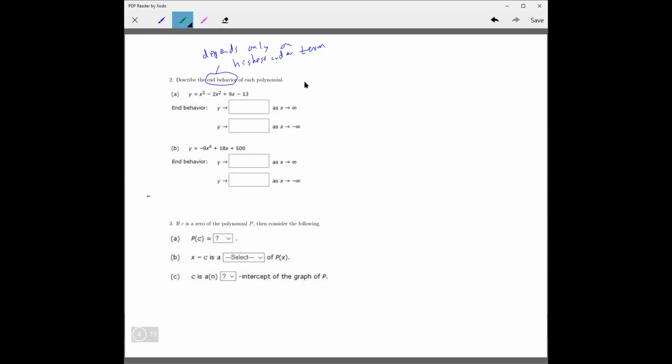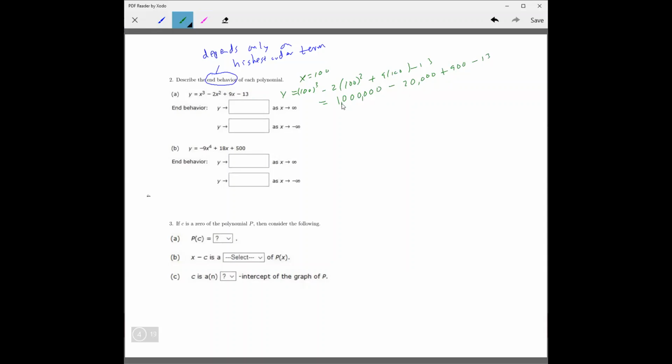Let's say that x is a really big number. Let's say x is 100. Then you're going to have 100 cubed minus 2 times 100 squared plus 9 times 100 minus 13. Okay, so 100 cubed is a million. This one would be minus 20,000. And that's plus 900 minus 13.